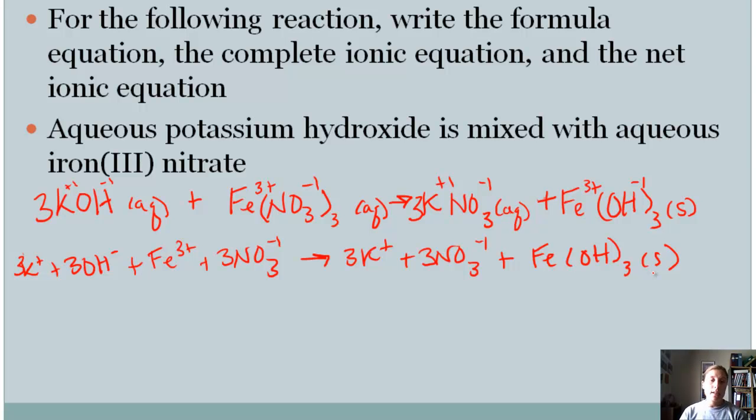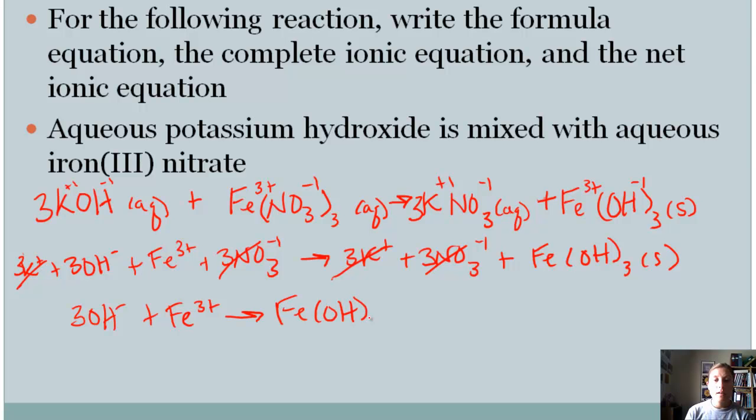Okay, now to write the net ionic equation, we're going to cancel out our spectator ions. NO3 is a spectator ion. Potassium is a spectator ion. I'm going to write down what's left. So I have my hydroxide plus my iron. And that's going to give me iron hydroxide. Okay, it's balanced. I've got only the components that contribute to the solid. That's my net ionic equation.